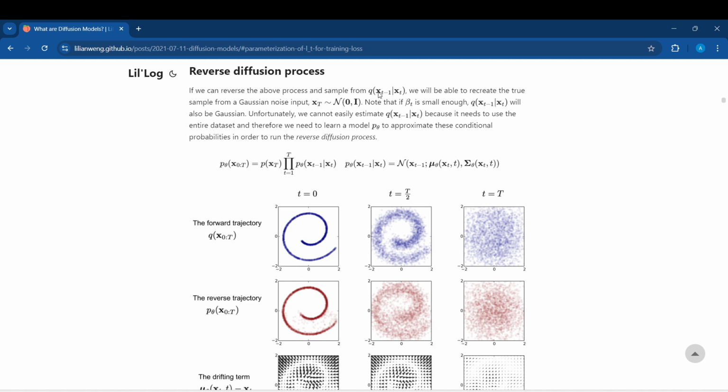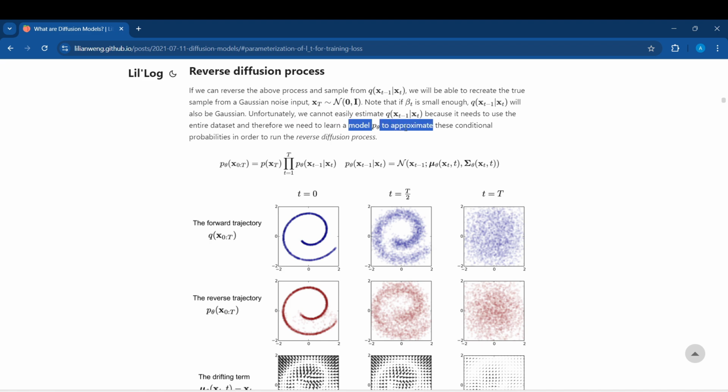That's not, we are not passing. So if you can just reverse this distribution q(xt-1 | xt), we can get the images which actually resemble the data of our training data. We can't estimate this because it needs the entire data set, and therefore we need to learn the mapping.